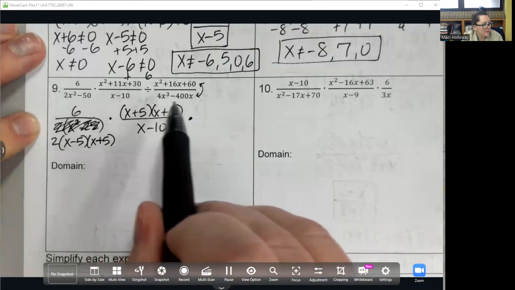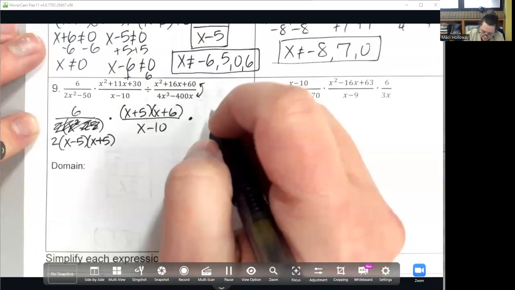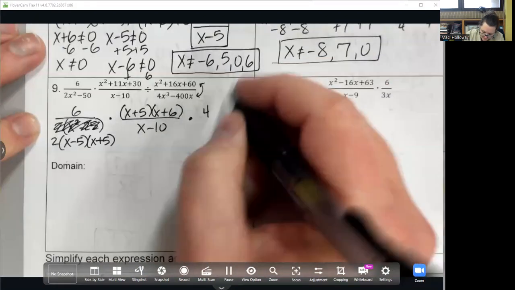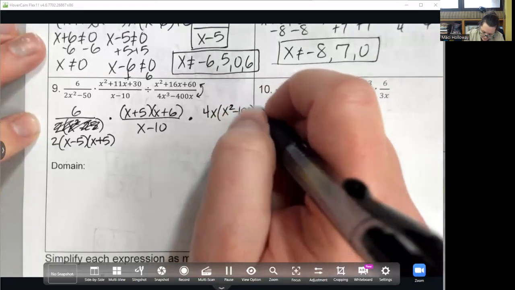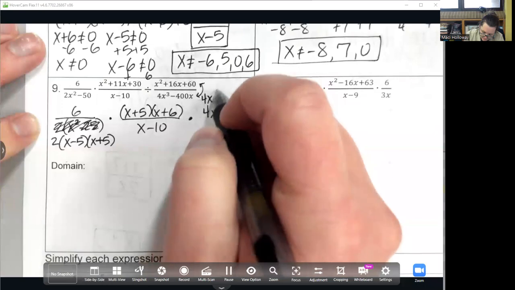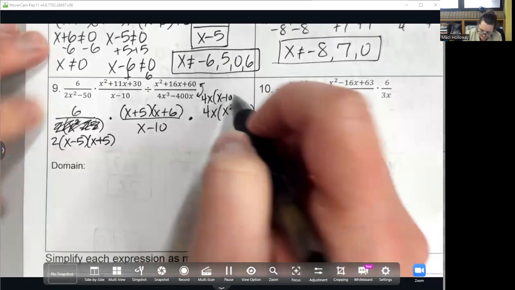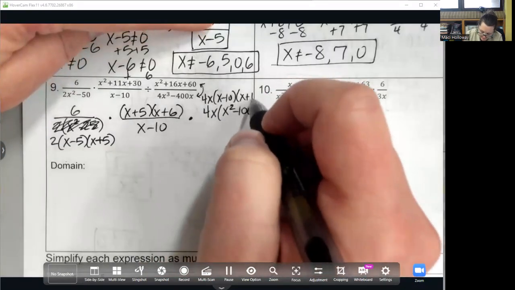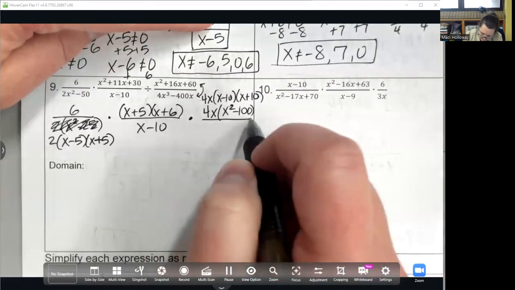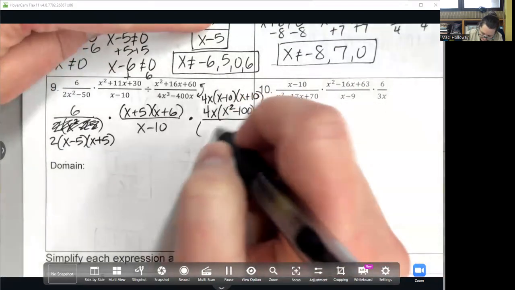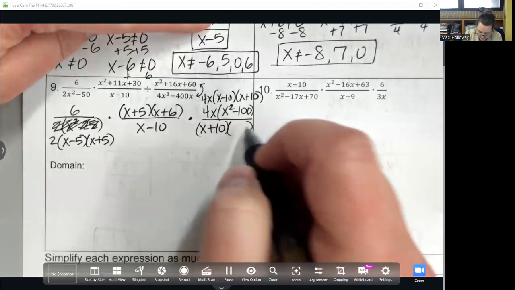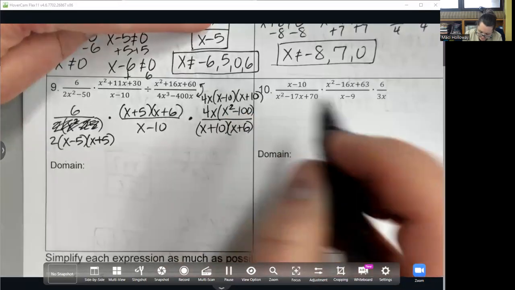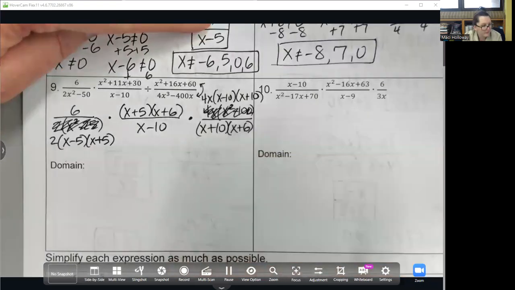This denominator is now my numerator, but I'm going to factor it at the same time. So I can pull out a 4x and it becomes an x squared minus 100, which can be factored even further to x minus 10 and x plus 10. Jeez. Totally running out of room. All right, so what multiplies to get 60 and adds to get 16, 10 and 6. I'm going to cross this out so we don't see it anymore, so we don't get confused.